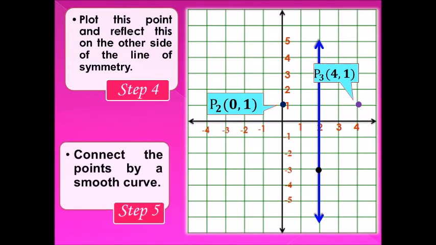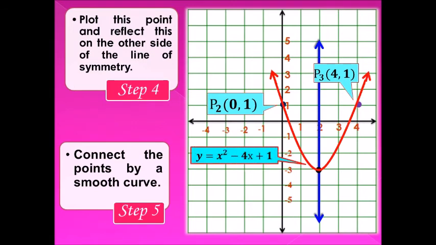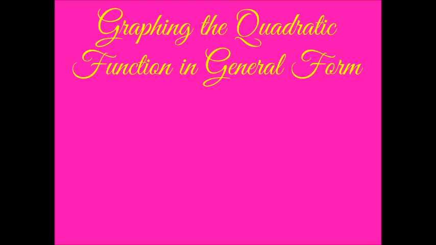And finally, we have step 5, connect the points by a smooth curve. And this is now the graph of the function y = x² - 4x + 1. You see, graphing the quadratic function in general form is very easy.